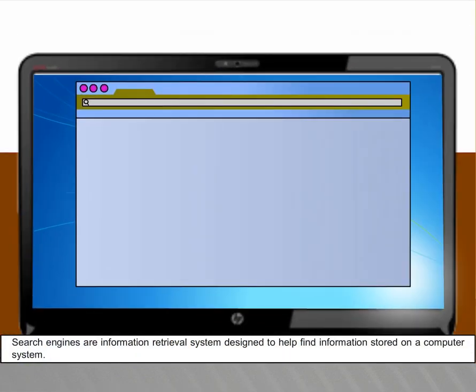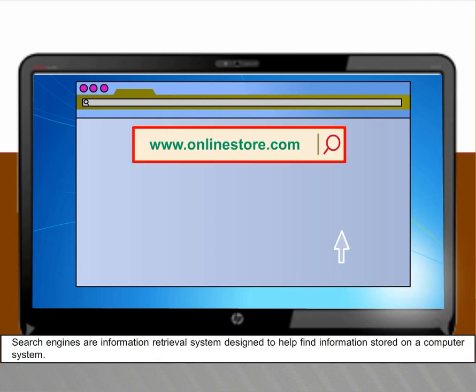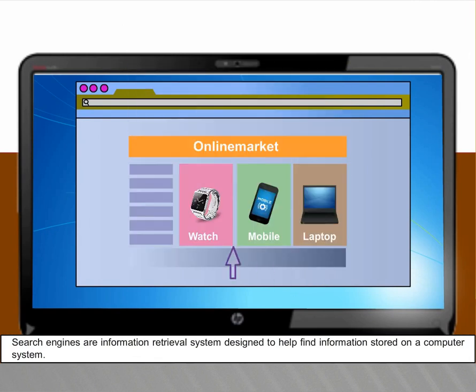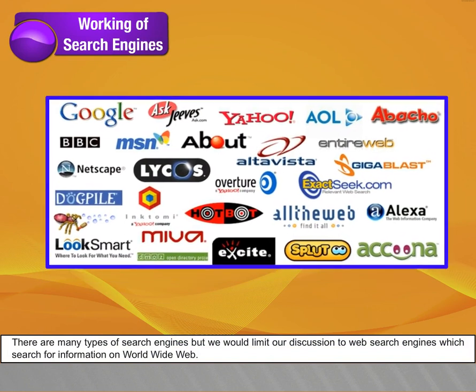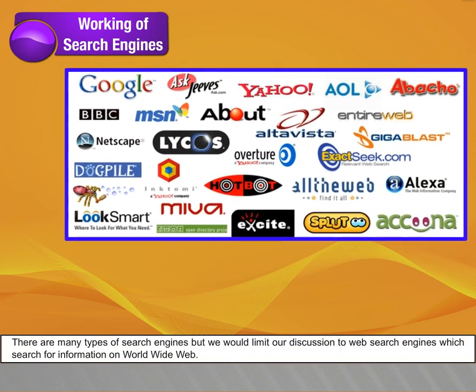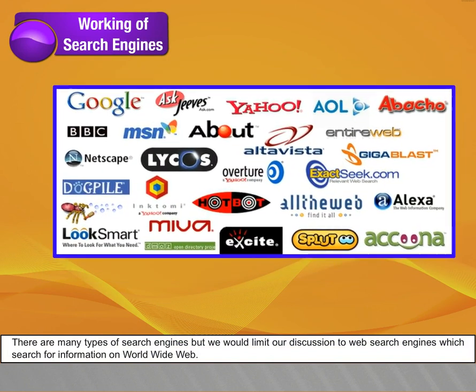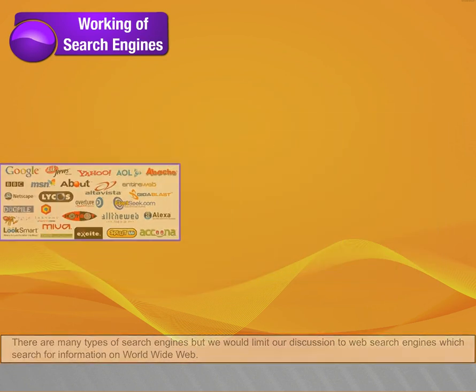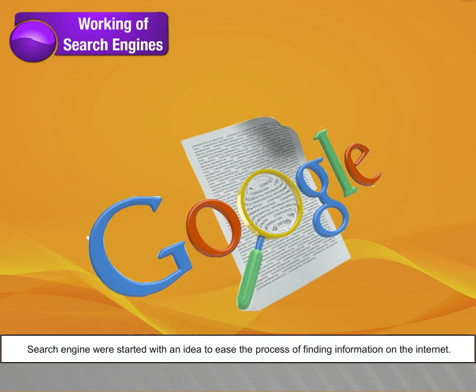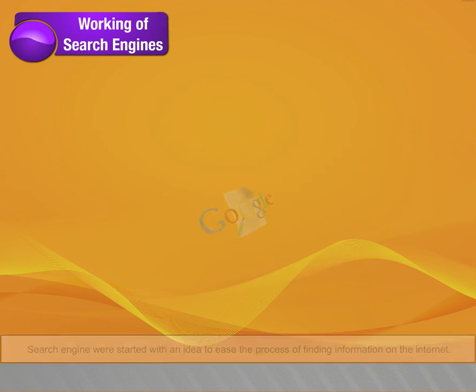Working of search engines. Search engines are information retrieval systems designed to help find information stored on a computer system. There are many types of search engines, but we will limit our discussion to web search engines, which search for information on the World Wide Web. Search engines were started with an idea to ease the process of finding information on the internet.